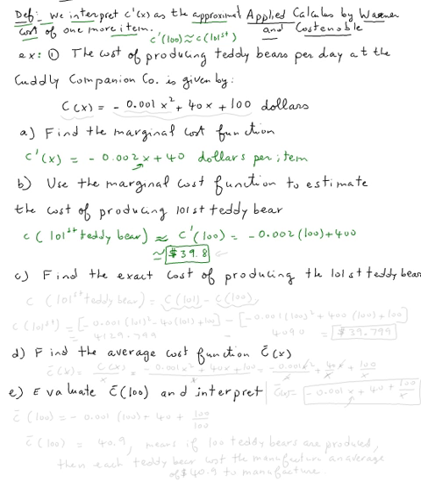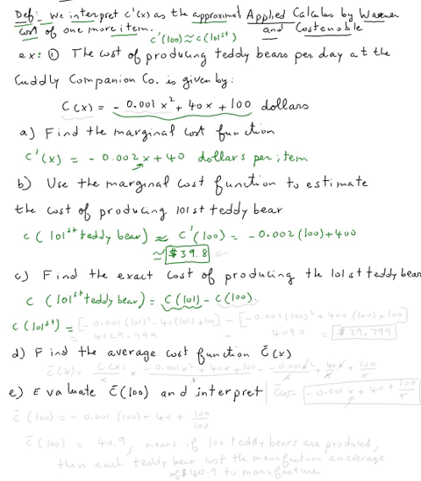Now for C, we want to find the exact cost of the 101st teddy bear. The formula for that is the cost of the first 101 teddy bears minus the cost of 100 bears. This way we'll be left with just the 101st. How do we do this? Let's do it here. The cost of the 101st teddy bear is equal to the cost of 101, which means we need to plug 101 into the original function.